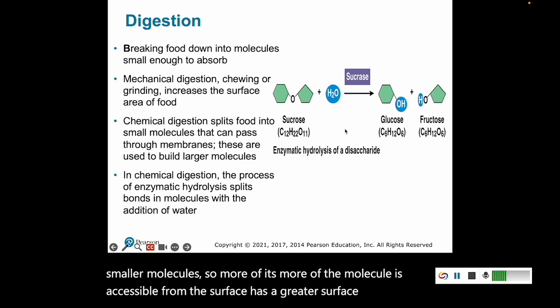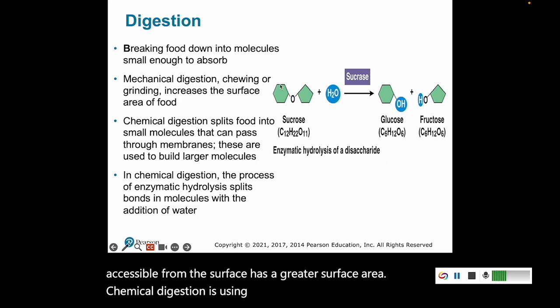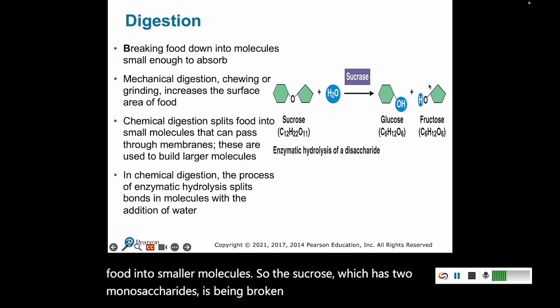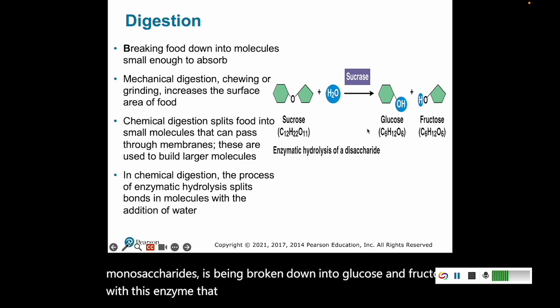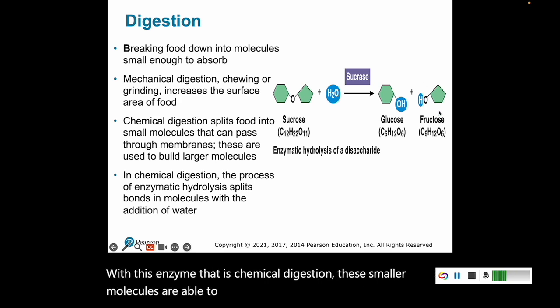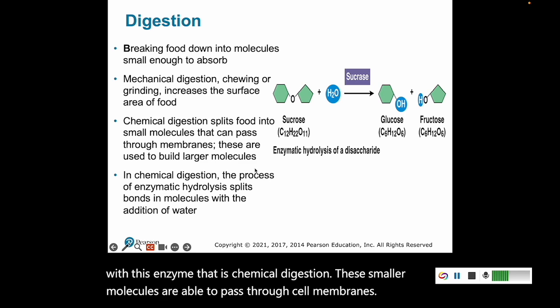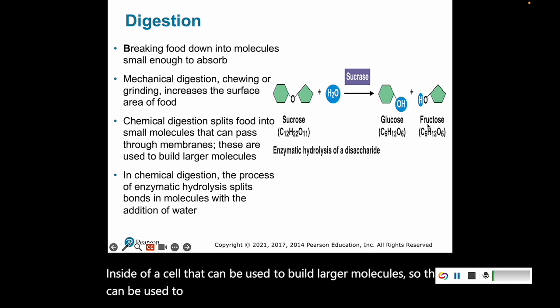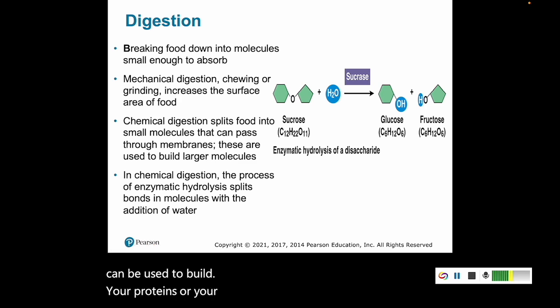Chemical digestion is using enzymes, like sucrase here, to break food into smaller molecules. So the sucrose, which has 2 monosaccharides, is being broken down into glucose and fructose with this enzyme. That is chemical digestion. These smaller molecules are able to pass through cell membranes and get inside of a cell. They can be used to build larger molecules. So this can be used to build your proteins or your polysaccharides, or even converted into other molecules that you need.